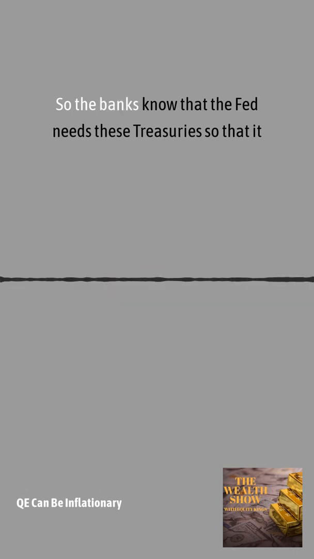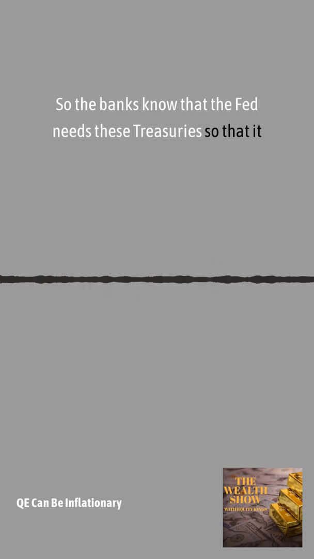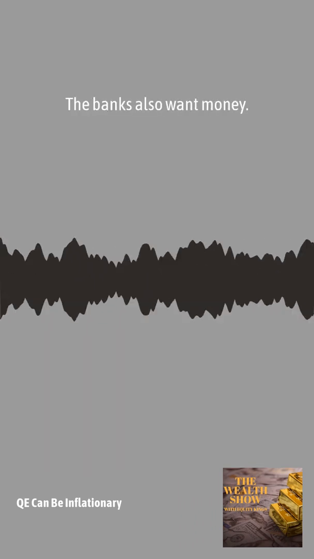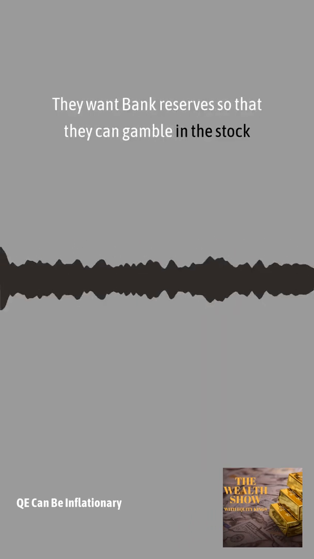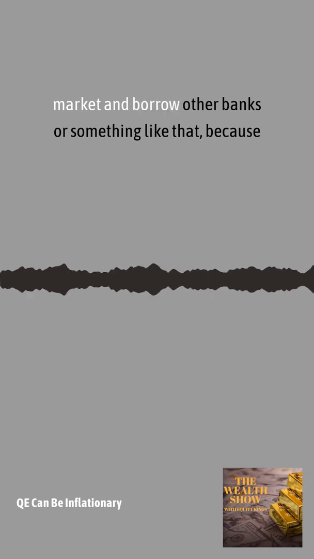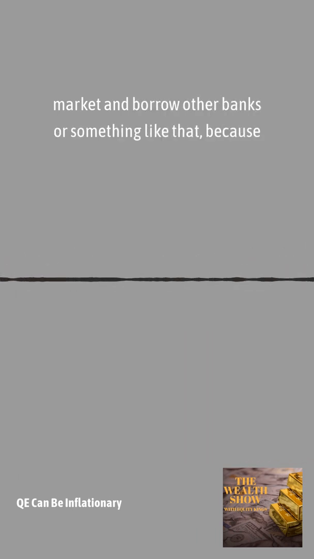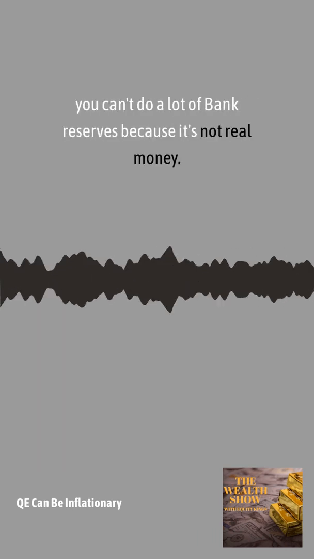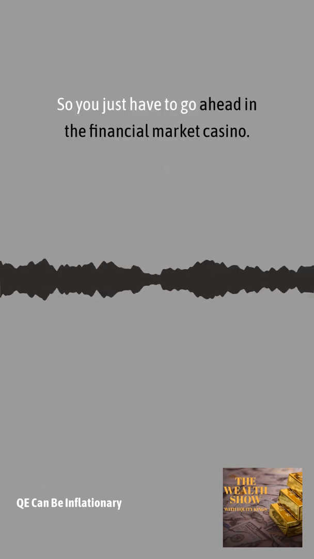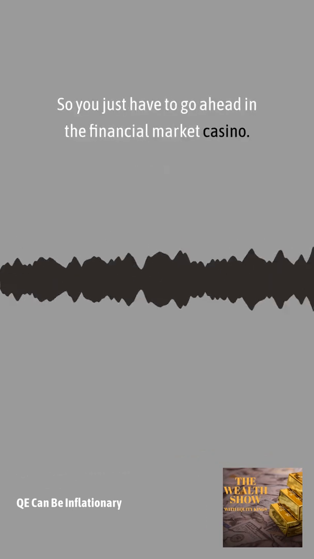So the banks know that the Fed needs these treasuries so that it can keep interest rates low, and the banks also want money. They want bank reserves so that they can gamble in the stock market and borrow other banks or something like that, because you can't do a lot with bank reserves because it's not real money. So you just have to go ahead in the financial market casino.